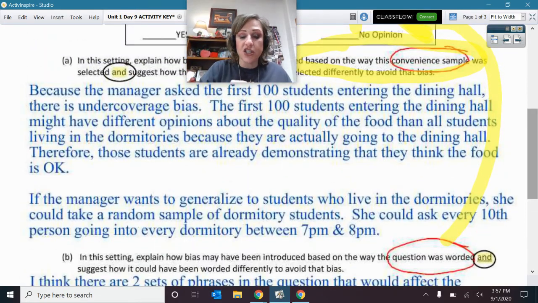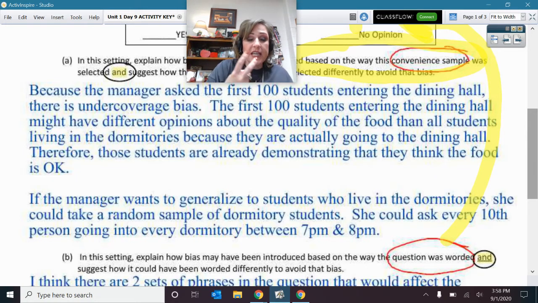If the manager wants to generalize to students who live in the dormitories, okay, so that's really who they're wanting to see, you present something that will generalize to all the students in the dormitory. If you don't do that and you're still generalizing to people that go to the cafeteria, if you're still asking people coming out of the cafeteria or in the cafeteria, it's not working. It has to be all the dormitory students.